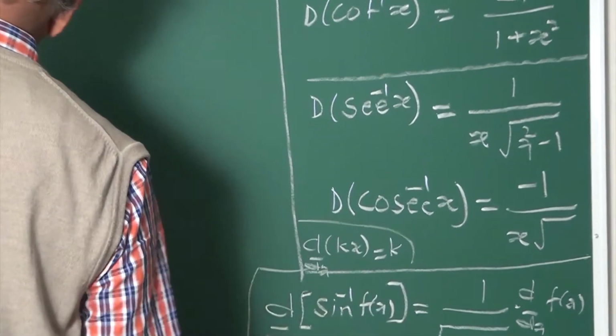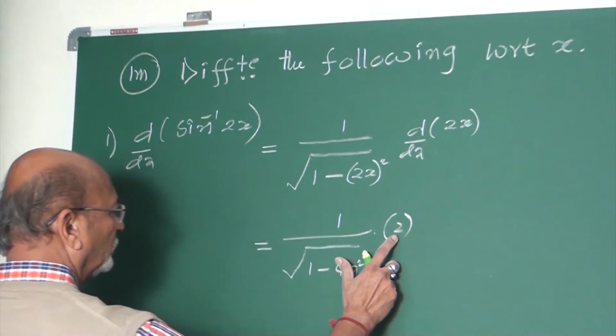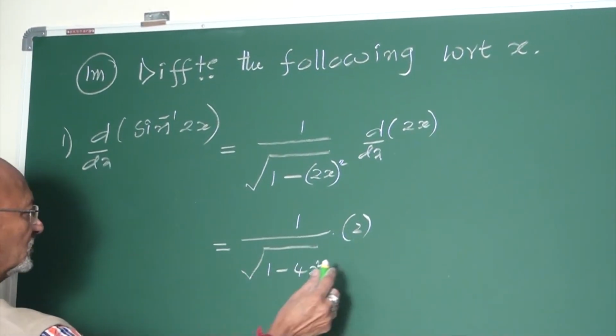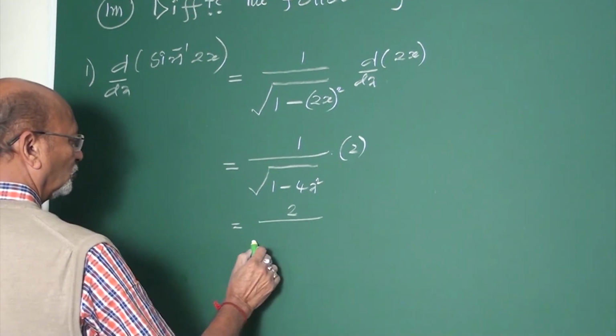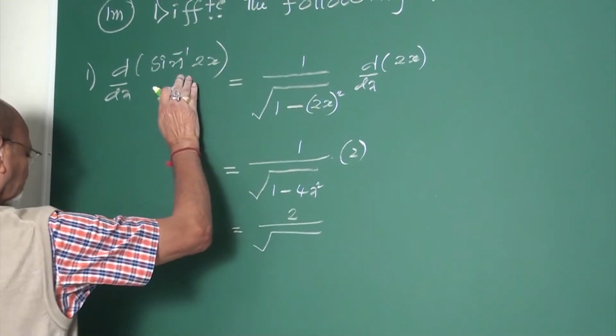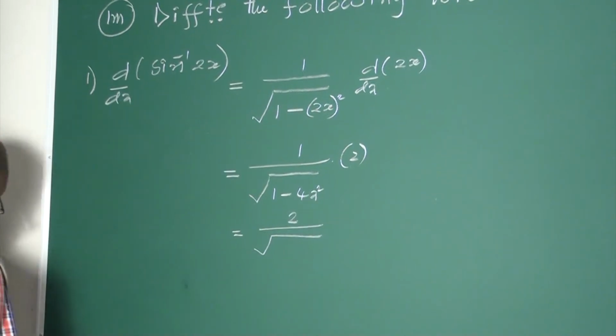Yes, it is 2, so we can simplify. We can write one more step: it is 2 upon this. Second example.